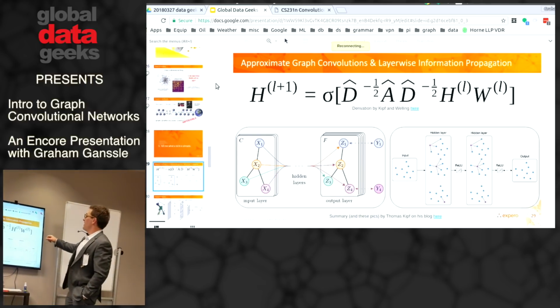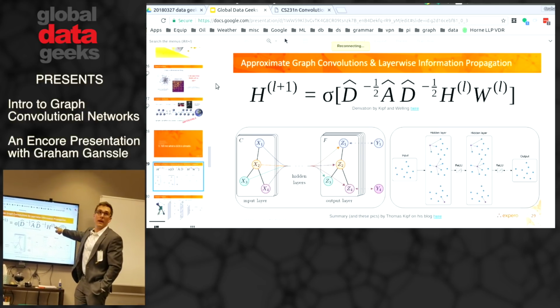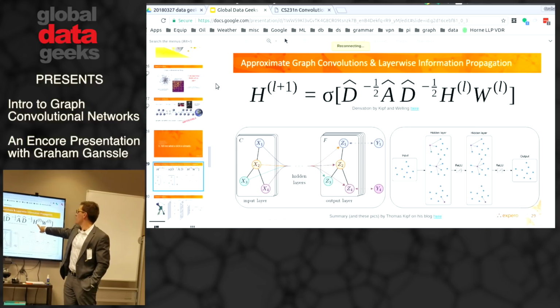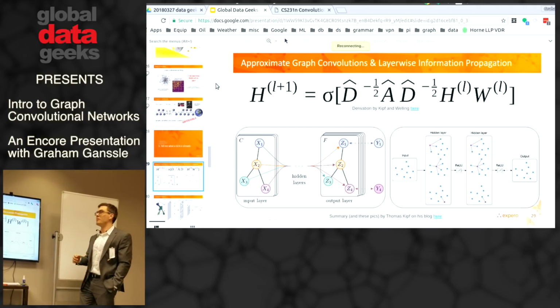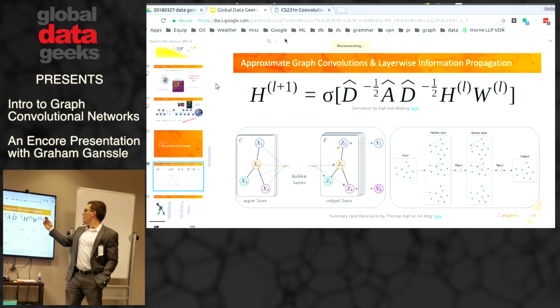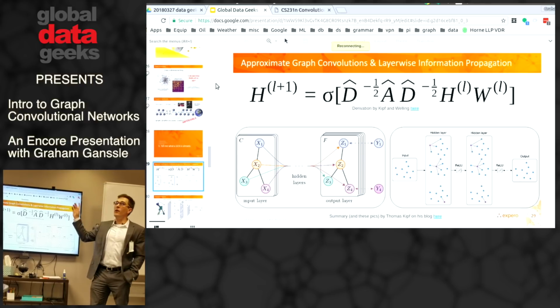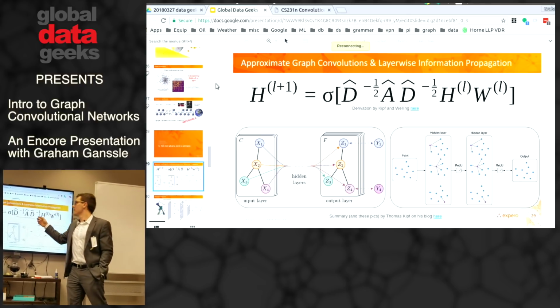Okay, so this is layer L plus 1. This is layer L. So at layer 0, which is input, this H matrix is your input, maybe the X matrix in scikit-learn parlance. The W's are your weights. Those are your trainable parameters. No, I don't have a bias term in this layer equation. Yes, you can put one in.